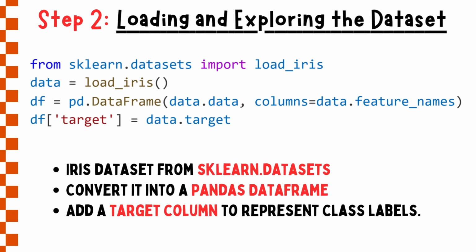Step 2. Loading and exploring the dataset. We'll be using the famous iris dataset from sklearn datasets. It contains information about different species of flowers with features like petal and sepal dimensions. To get started, load the dataset using load_iris. Convert it into a pandas data frame. Add a target column to represent class labels. This step helps us understand what kind of data we are working with before training the model.